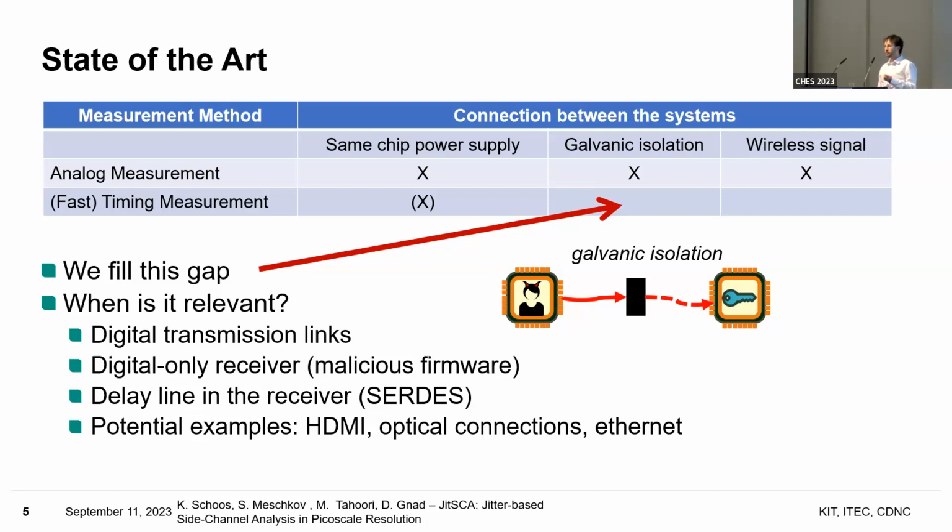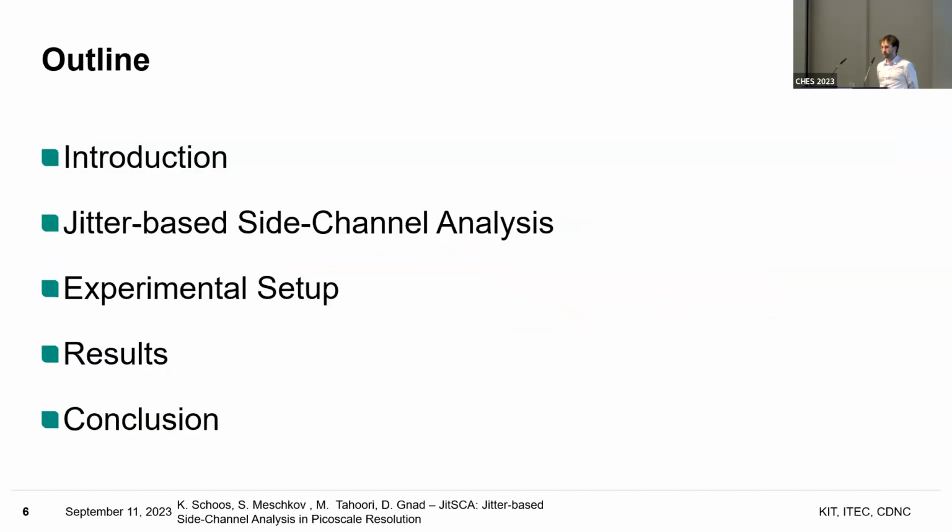There is some way that you have access to it, but you don't have a proper oscilloscope. And then you would be able to conduct an attack. So potential examples is HDMI. I write it here. Maybe it's not the nearest example, but we used HDMI since we had the hardware for that. However, I can also think of optical connections. If they transmit the jitter information, they could also work. Same could be for Ethernet. But let's carry on and go to the details.